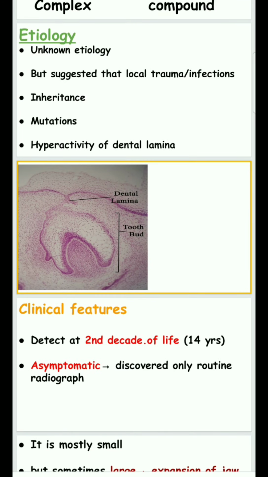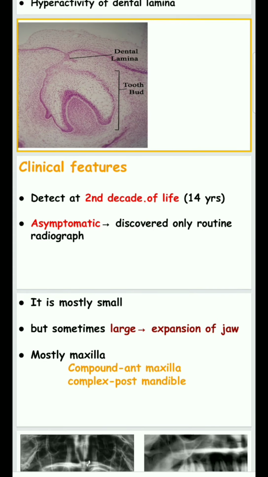In clinical features, it is mostly seen in the second decade of life, especially around 14 years of age. It is asymptomatic. The patient may notice that a tooth has not erupted, so the patient consults the dentist. The dentist suggests a radiographic examination, and in the radiograph the dentist may see the odontoma. So it is discovered only on routine radiograph. Previously we said it has limited growth potential, so it is usually very small, but sometimes large enough to lead to expansion of the jaw.